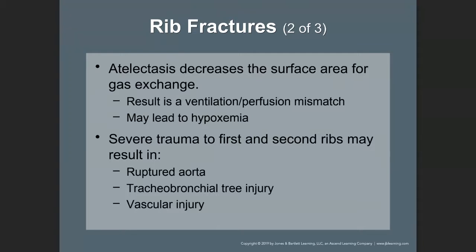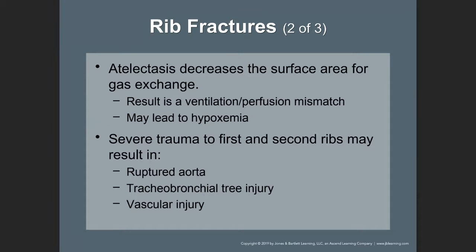Atelectasis decreases the surface area for gas exchange, results in a ventilation perfusion mismatch, and this will lead to hypoxemia. So once atelectasis is present, there will be an issue with the exchange of oxygen to the blood. So the blood is going to be coming from the right side of the heart and not be properly oxygenated because the alveoli have collapsed, and this will cause a ventilation perfusion mismatch.